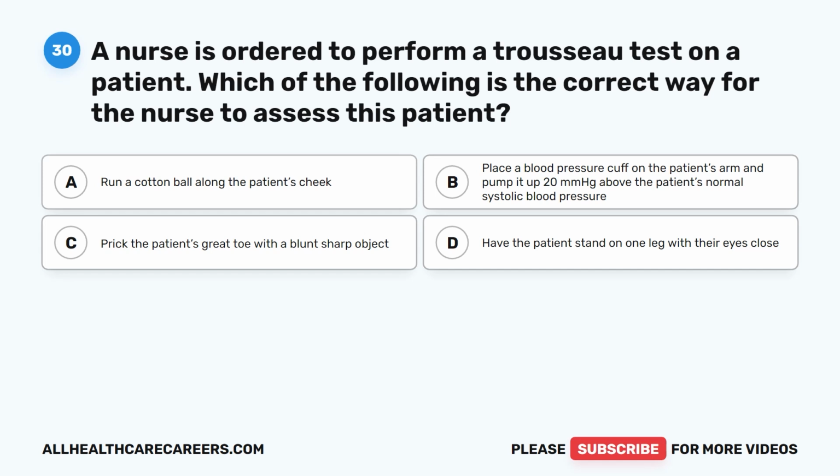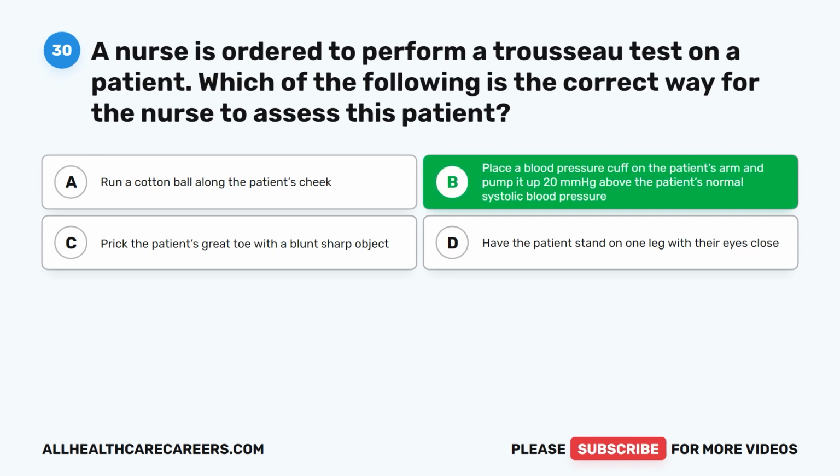Place a blood pressure cuff on the patient's arm and pump it up 20 mmHg above the patient's normal systolic blood pressure. C. Prick the patient's great toe with a blunt, sharp object. D. Have the patient stand on one leg with their eyes closed. The correct answer is B.